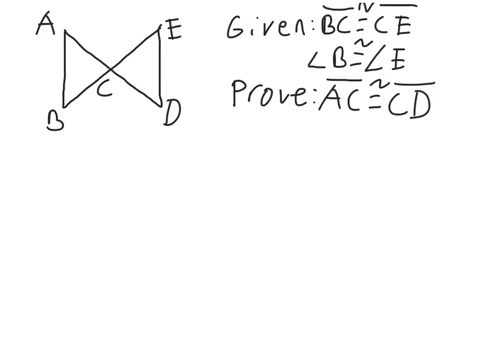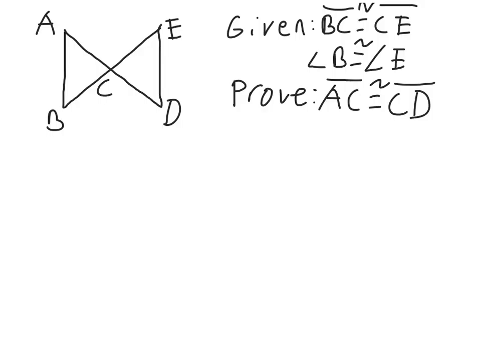Now, this is a little different because for most of what you're doing, you're going to prove that the triangles are congruent. But for this case, you first have to prove that the triangle is congruent and then use that to prove that these are congruent. And I'll get into why in a moment. So first, let's try to prove the triangle is congruent.